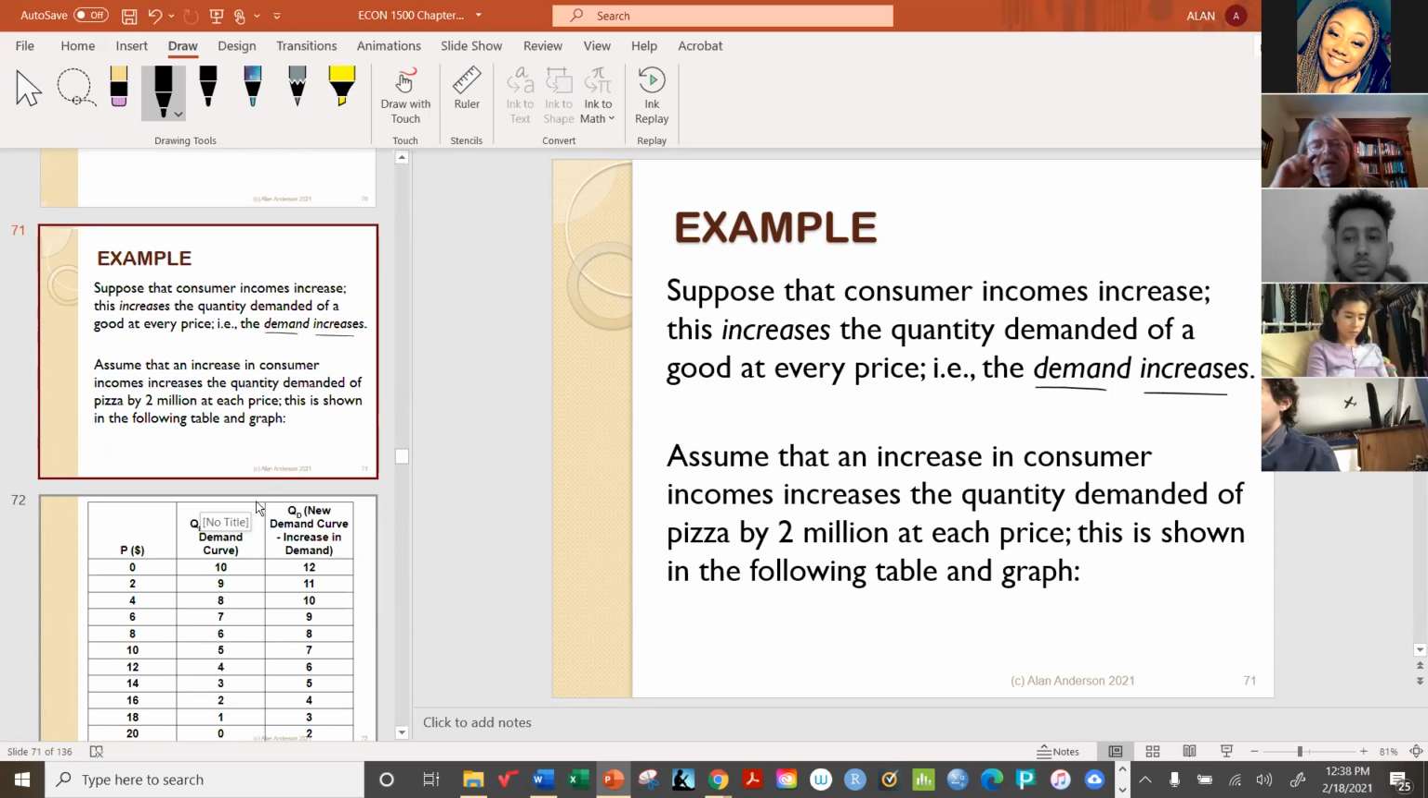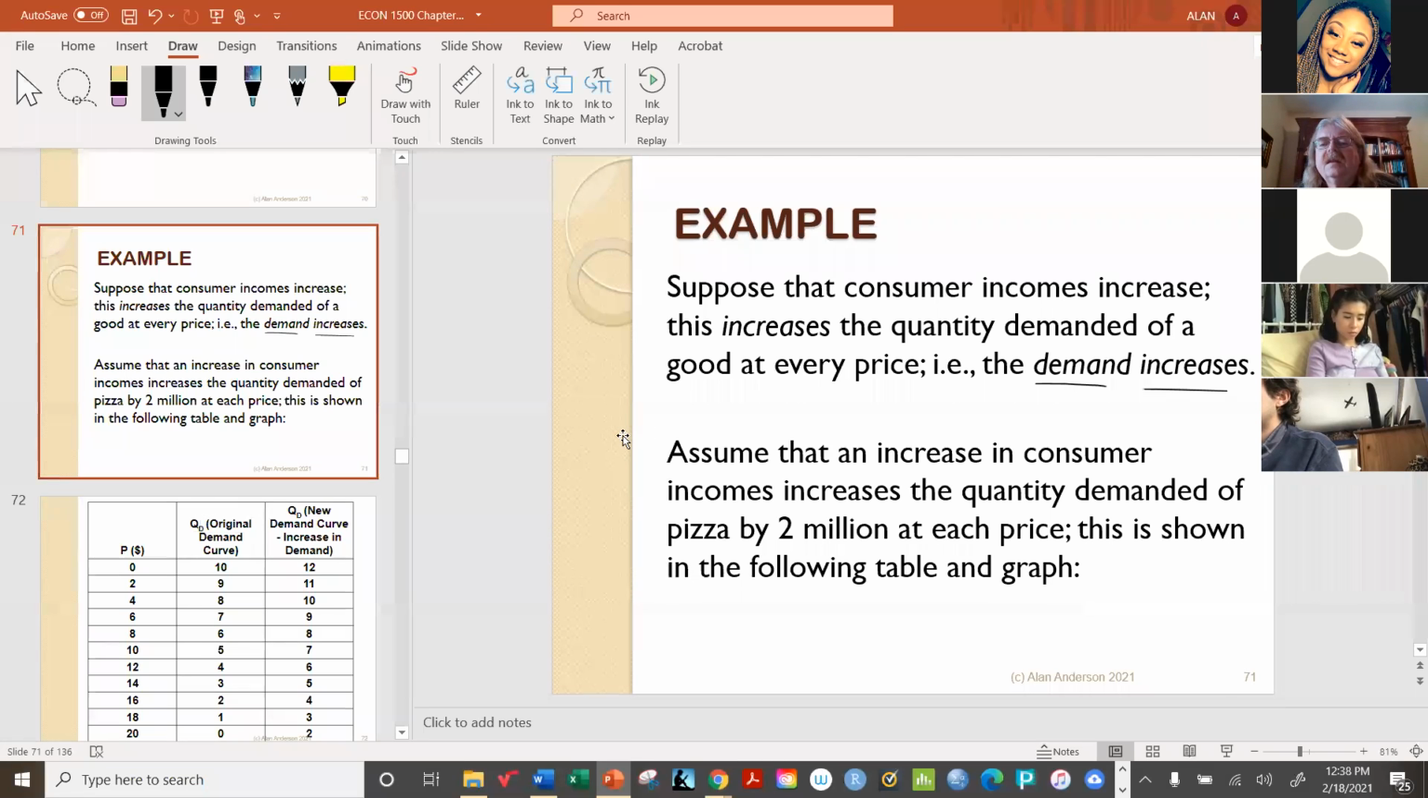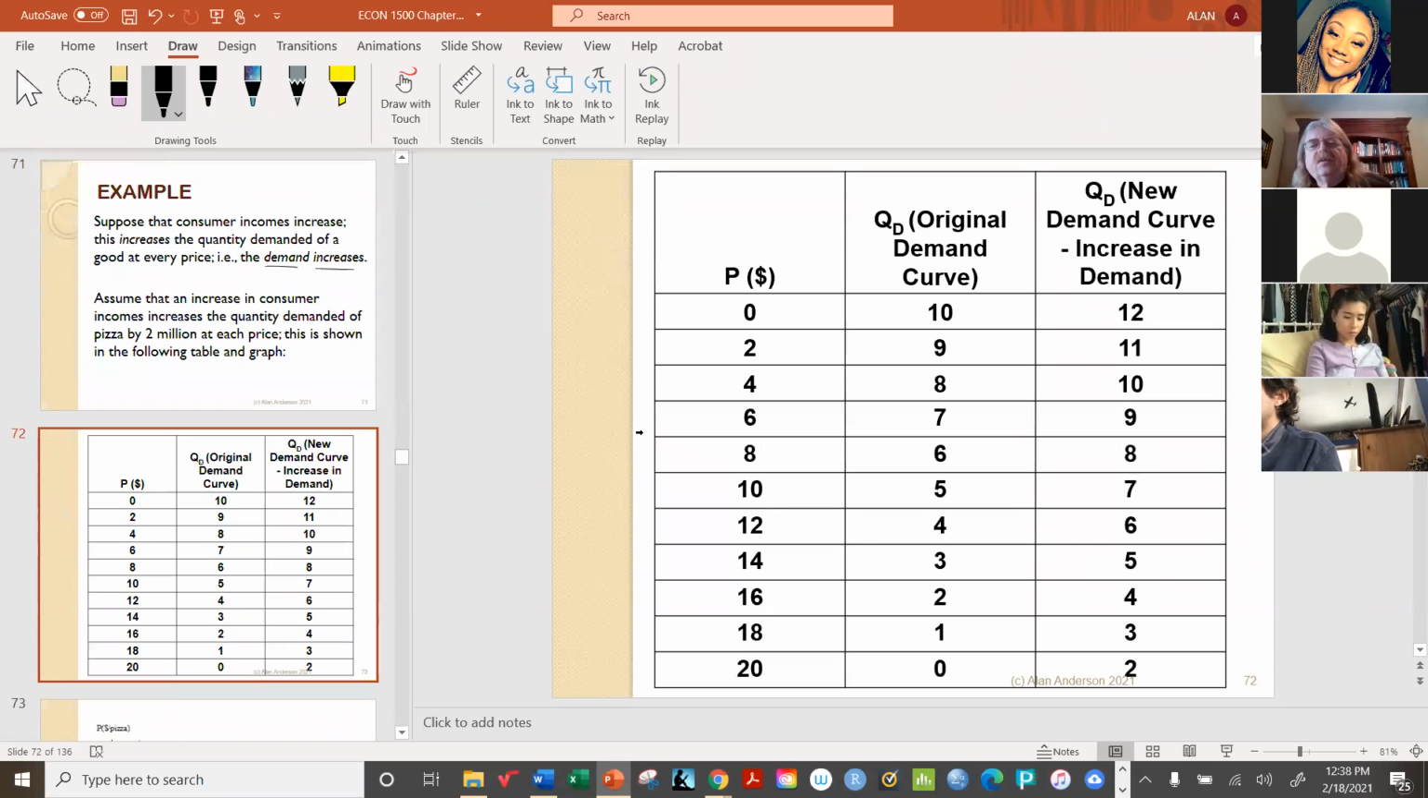And what we're going to see is that at the new income level, people are willing to buy more pizza at every possible price. So let's see what that would look like. So here's the original curve, and you can see all we've done here is shifted or added 2 more million pizzas to the quantity demanded at every possible price. So people have more money to spend, and of course they're going to spend it.